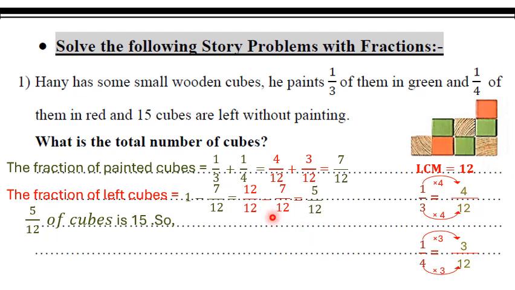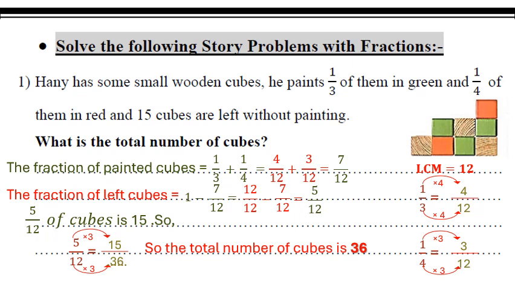Now the fraction of left cubes is 5 over 12, and he told me here 15 cubes are left. So that means 5 over 12 of the cubes is 15. That means I make times 3 up and down. So let me write 12 also times 3. It would be 36. So the total number of cubes is 36.